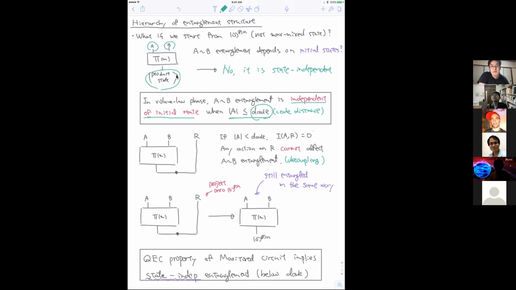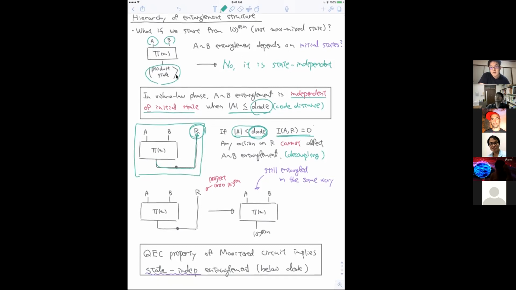It's actually from the definition of the code distance. Here is again a monitored quantum circuit with a reference state. So initially it's entangled with the reference. But the point is that if A is smaller than this length scale, D code, it turns out that the mutual information between A and the reference should be equal to 0. That's actually the definition of code distance. So that means that any action you do on R, the reference, cannot affect the AB entanglement. That is what we call decoupling of A and R.